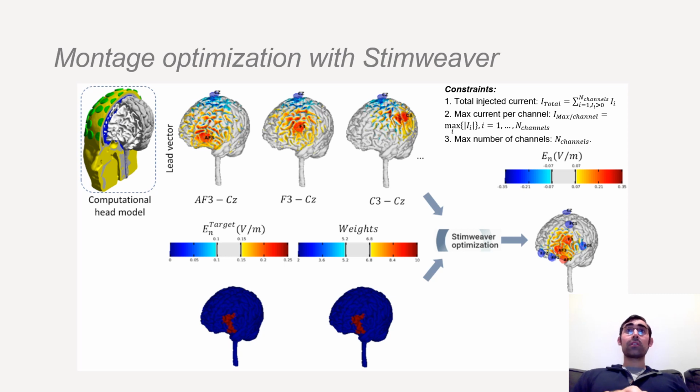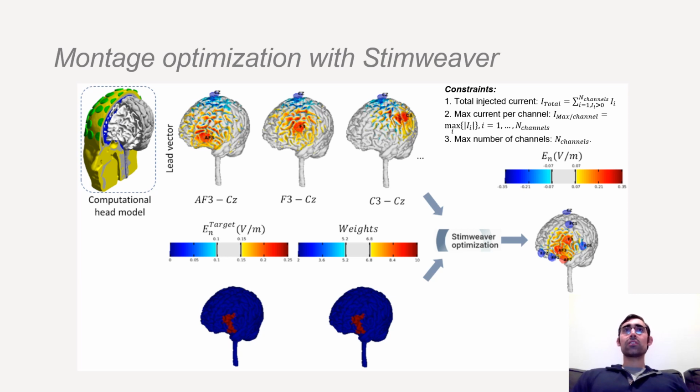The montage optimization algorithm that we employed here was based on the Stimweaver algorithm that we developed here at Neuroelectrics. This algorithm requires as inputs a computational head model for each subject, as well as a target cortical map of the area or areas that we want to stimulate. In this case, the target area is the left dorsolateral prefrontal cortex, or LDLPFC for short. So for each head model, we then calculated the distribution of the electric field in the cortical surface induced by all bipolar montages with one common cathode, in this case Cz. It's possible to show that these distributions can then be linearly summed to calculate the electric field distribution induced by every possible montage that involves these electrodes.